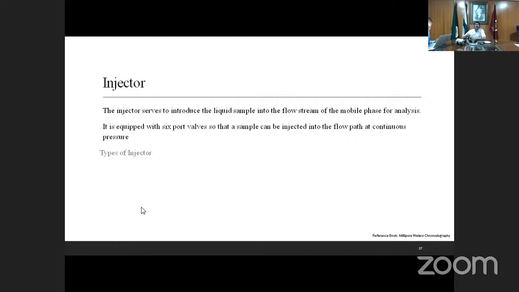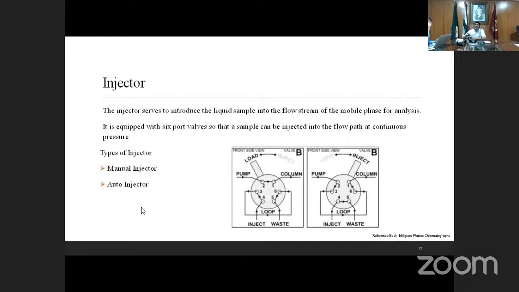Okay, here you can see an injector of an HPLC. You just need to understand how the injector of an HPLC works. There are two kinds of injector. One kind is the manual injector. Another kind is the auto injector. If you can see this knob, this is the load position, and this is the inject position.